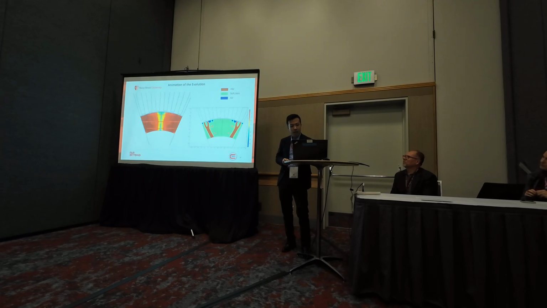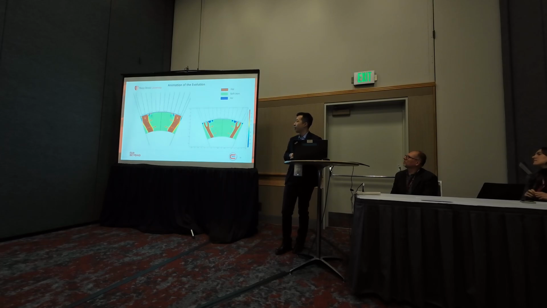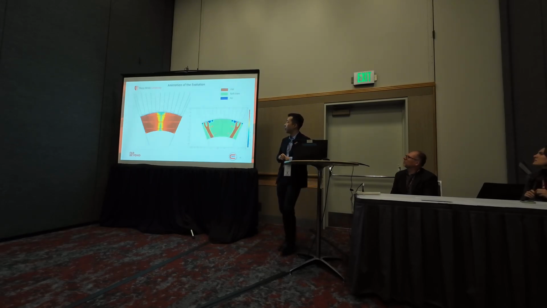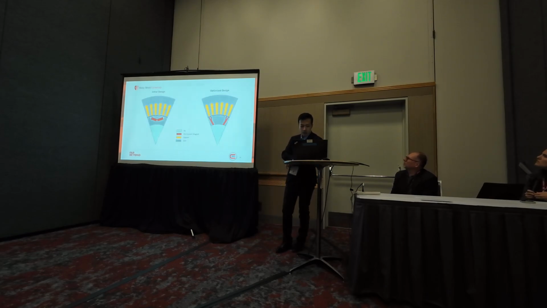Here's an animation of the evolution. We can see the arrow is swinging during the optimization. At this moment, we not only optimize the material distribution of the electrical machinery, but also optimize the magnetization direction simultaneously. You can see the arrow is swinging during the optimization. The dark red part is the permanent magnet, the green part is soft iron, and the blue part is the air. That's the initial design, and that's our optimized design.